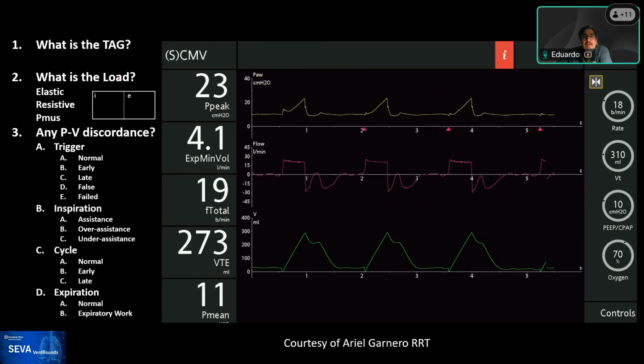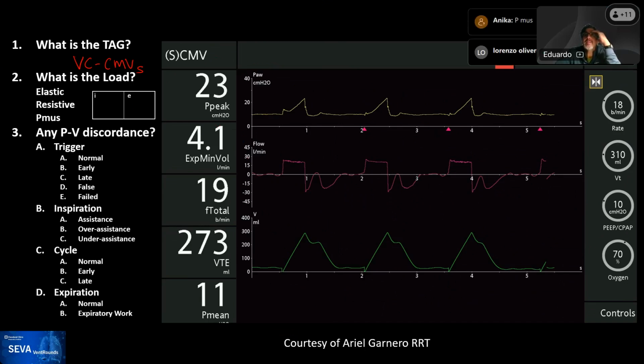again, this is the last of the images. There's more here, but I thought that this would be a good one for us. And what you have, again, the mode is VC-CMV. And so now the question is, what is the load? And or what's happening? This is not necessarily a load, but it's the same patient.